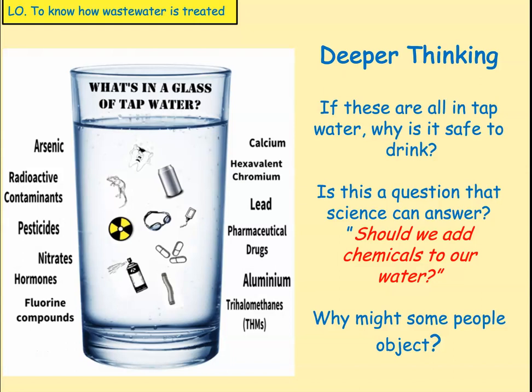Why might some people object to chemicals being added to our water? Well, some people might object because it takes away their choice. Right? Now, I know they could go and buy bottled water, but you would all have to pay for your tap water. So some people might object when things are just thrust upon them without them actually having a say in it.